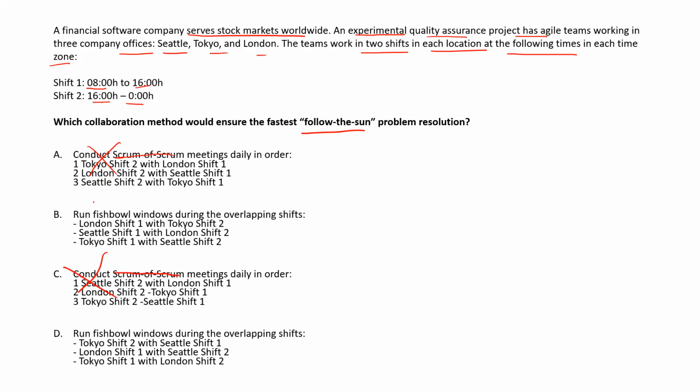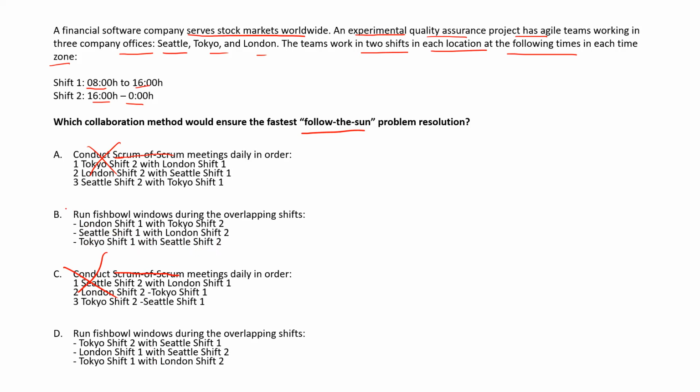Remaining B and D. If you look, run fishbowl windows during the overlapping shift. Tokyo shift 2 with Seattle shift 1, London shift 1 with Seattle 2, and Tokyo shift 1 with London shift 2. While if you look at B, London shift 1 with Tokyo shift 2, Seattle with London 2, and Tokyo with Seattle 2. So, yes, Mohsin, your answer is correct.